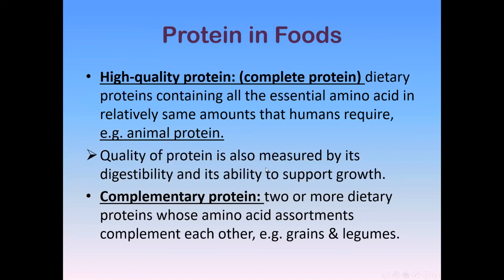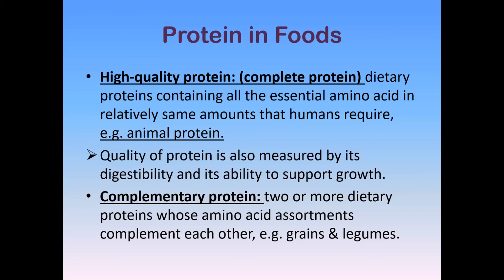So protein in foods, of course, is not equal in the food. We have high quality protein, and we have complementary protein. If we want to obtain the 9 essential amino acids from the food, we have to concentrate on high quality protein, which is called complete protein. These are the dietary proteins that contain all the essential amino acids in relatively the same amounts that humans require. Examples are the animal proteins.